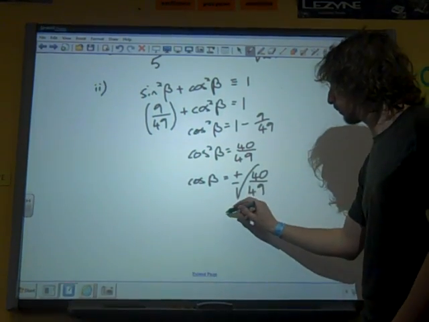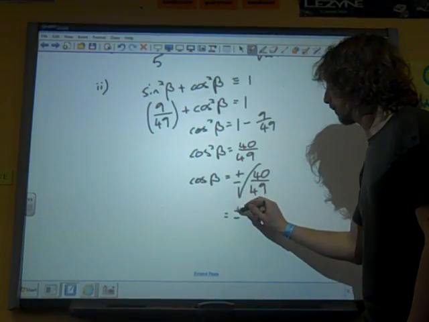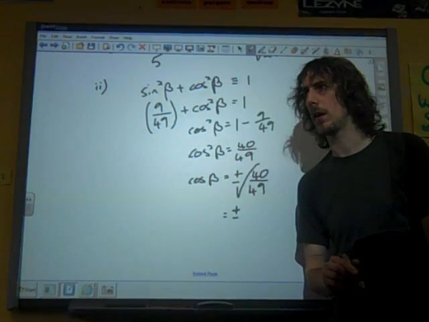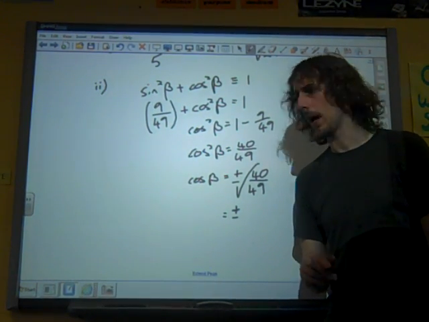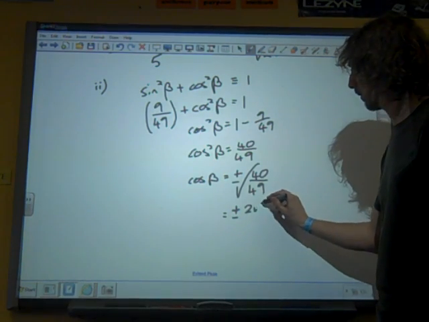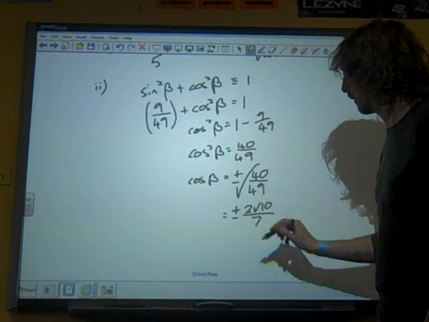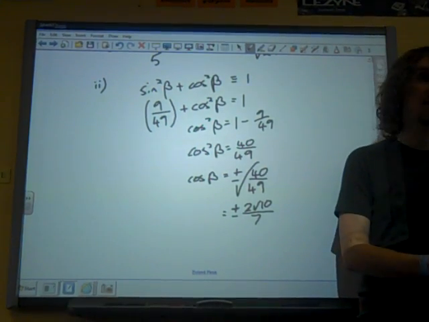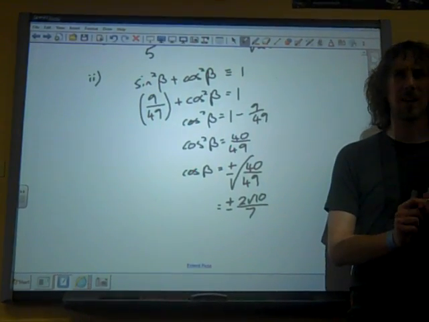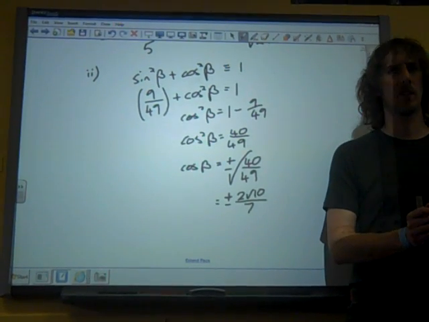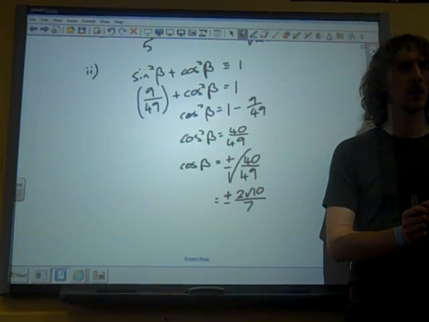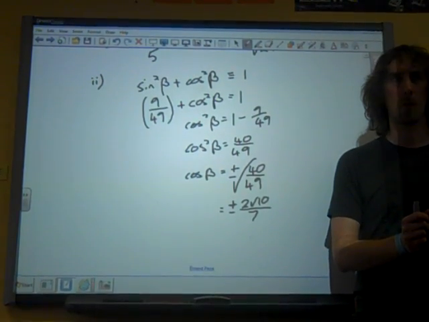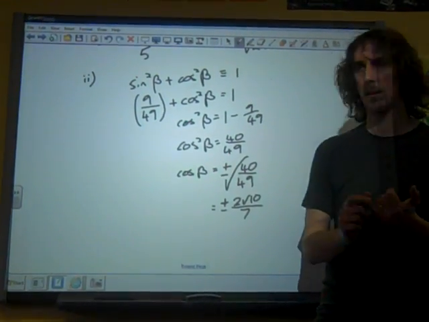Which would be plus or minus, well, what can we do with 40? It's 2 root 10. And root 49 is 7. So we've got plus or minus 2 root 10 over 7. Which are we going to take? We're told that we have an obtuse angle here.